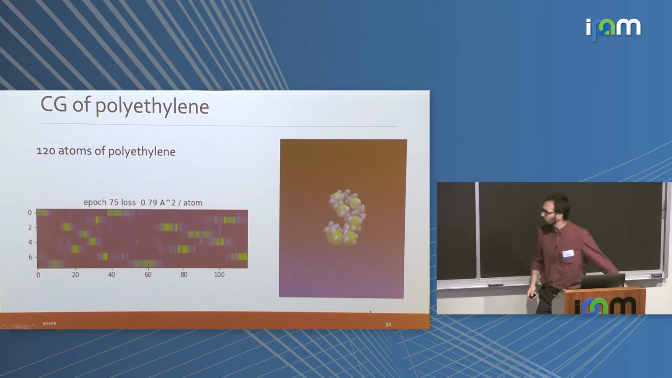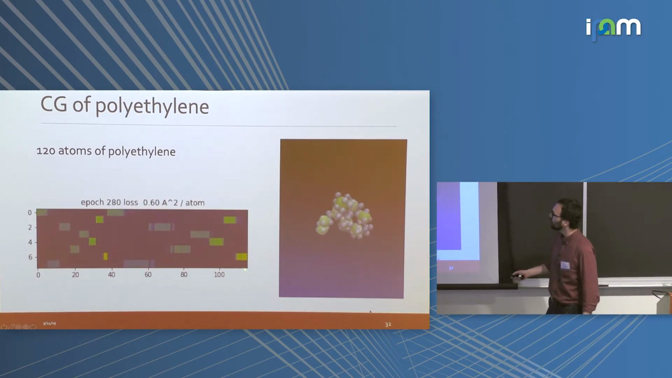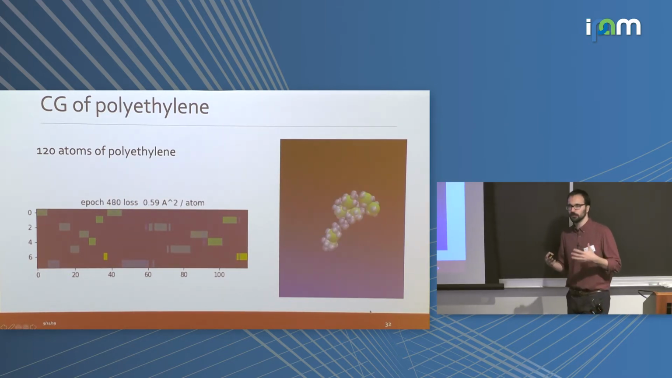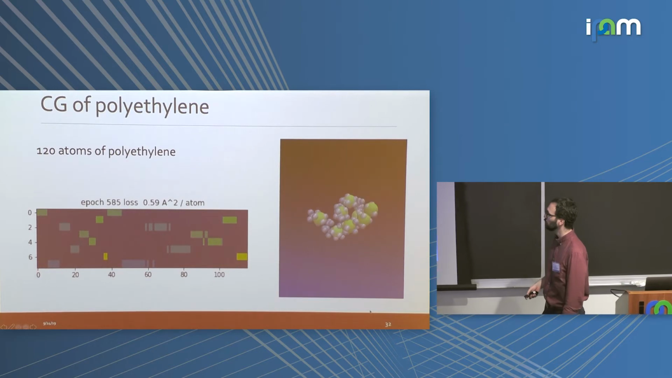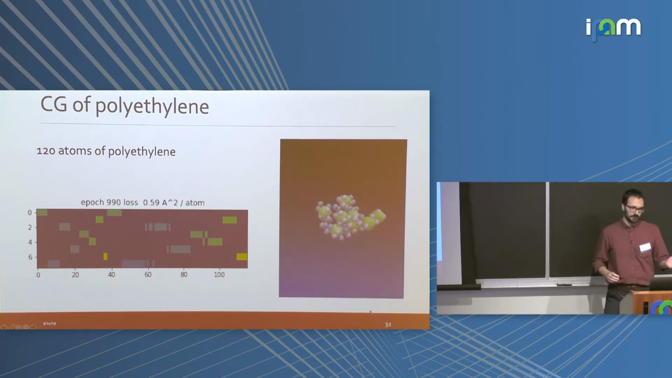This is a slightly larger problem. So this is 120 carbon atoms of polyethylene that go to 8 beads. Why 120 and 8? Just to show some discretization decisions. So this is how they end up going as we run more and more epochs and discretize our choices.